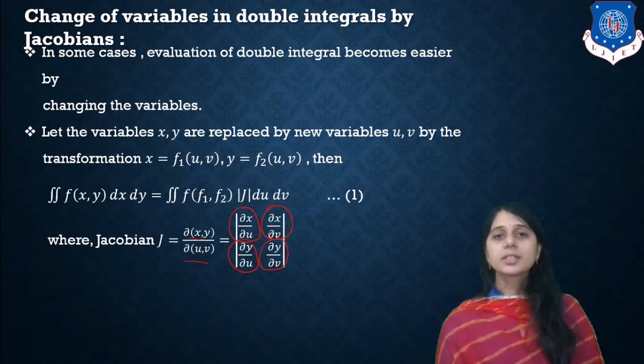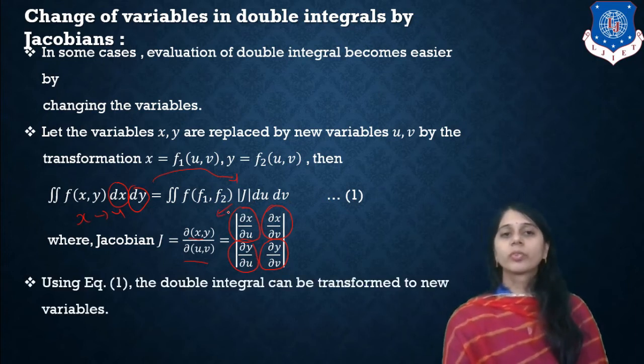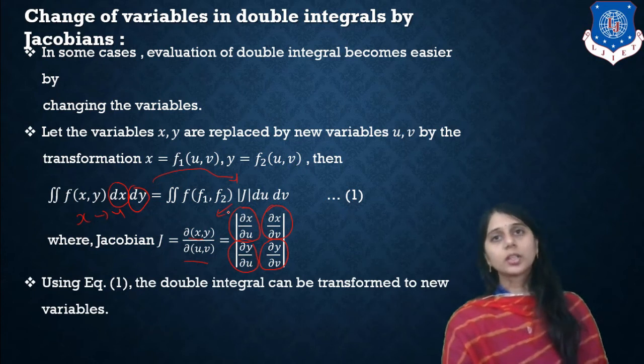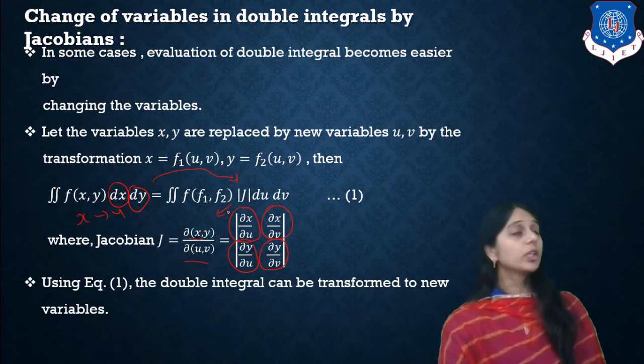We are converting x into u, so it is also dealing with dx and dy. In that case we get mod of J du dv. So using equation 1, the double integral can be transformed to the new variables.